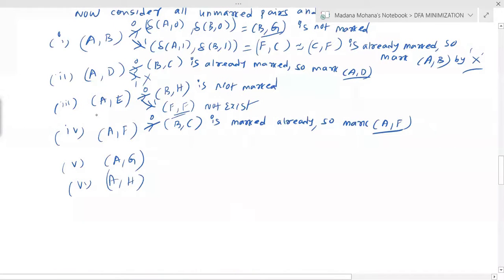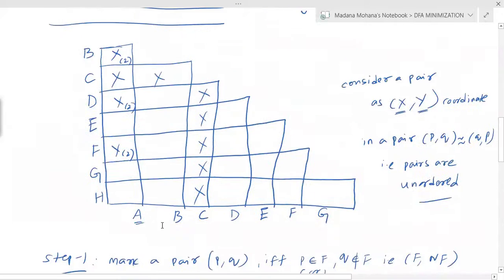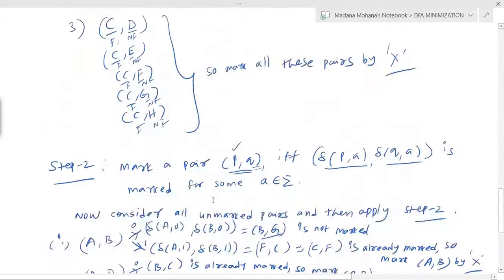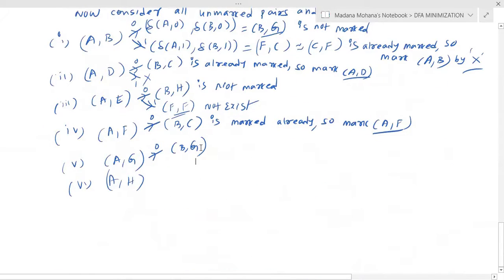Similarly, on AG, on first input 0, here you can find the transitions. You will get B comma G. Now let us see BG. BG is not marked previously, so we can't mark it here. Then let us go for the other input.